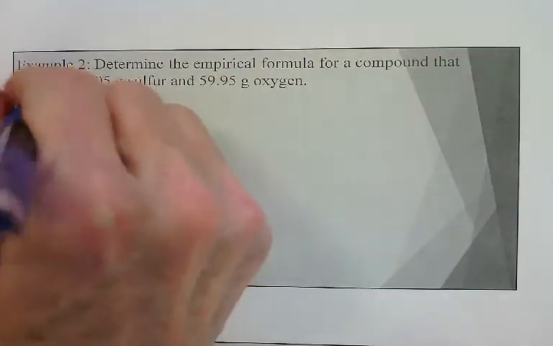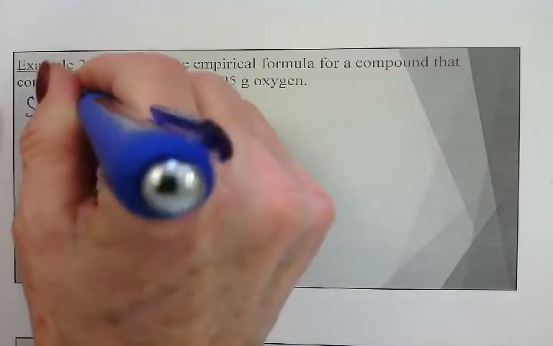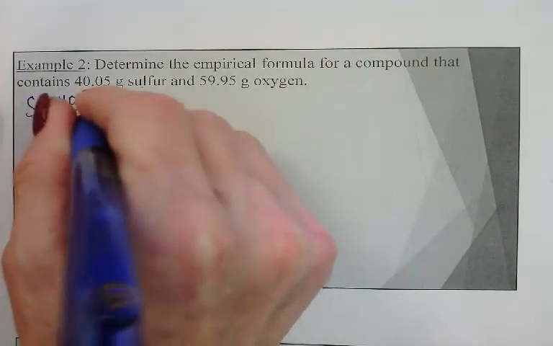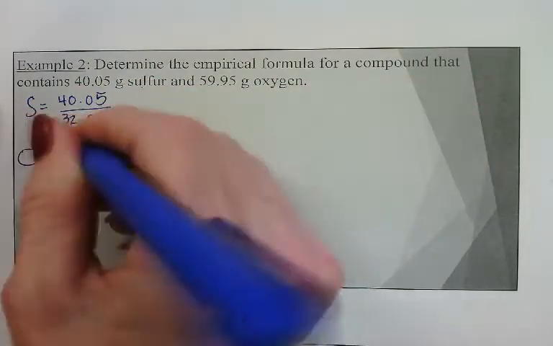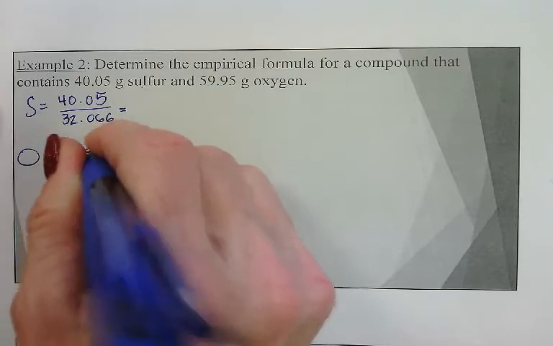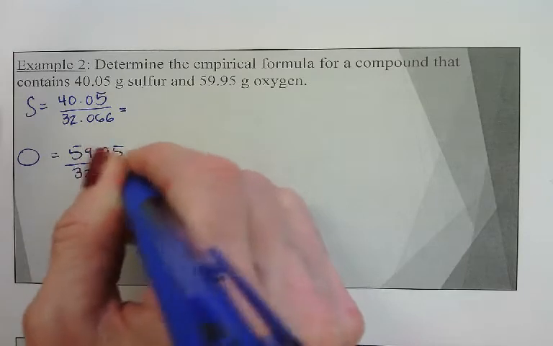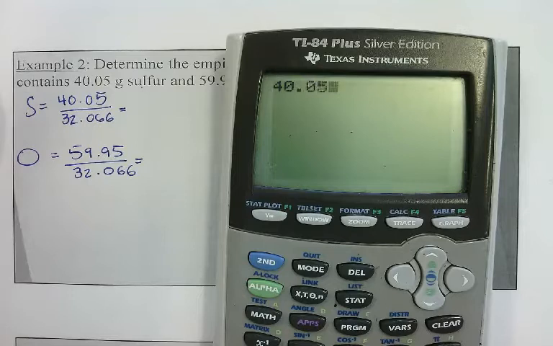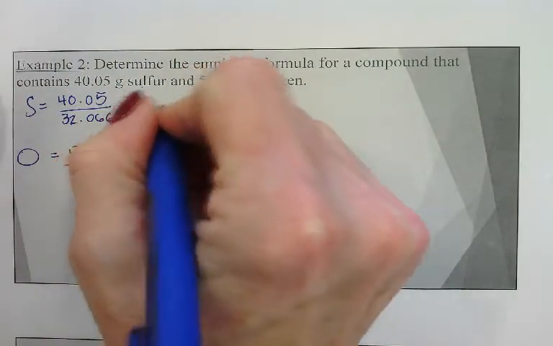Mass to moles. So I need to divide each one of these by their molar mass. So 40.05 divided by the molar mass of sulfur on your periodic table, 32.066. Oxygen is, let's see, 59.95 divided by 32.066. So let's do both of these. 1.249.